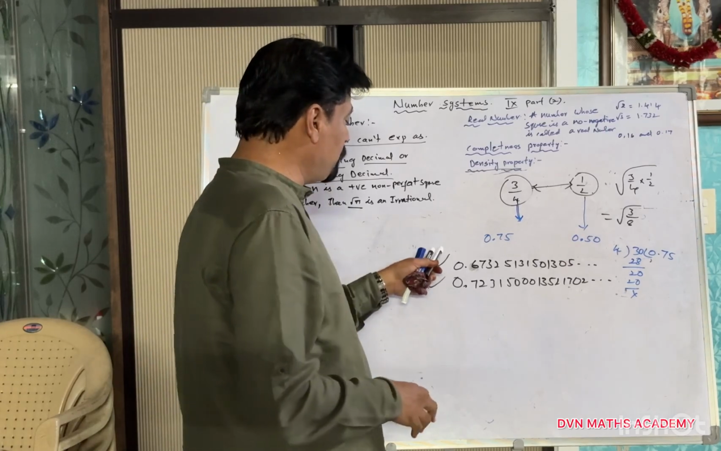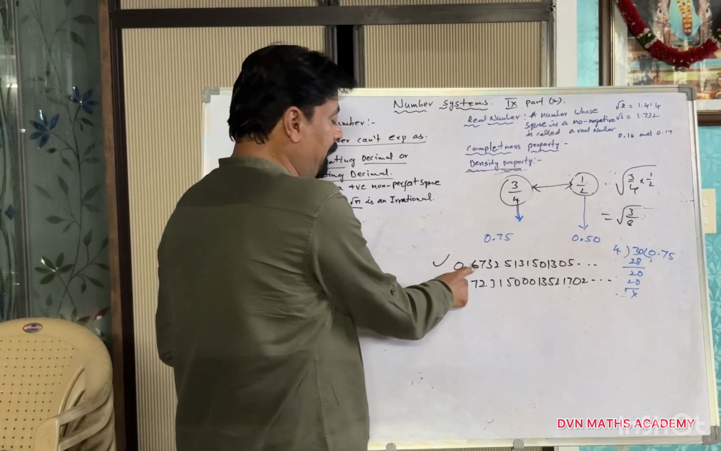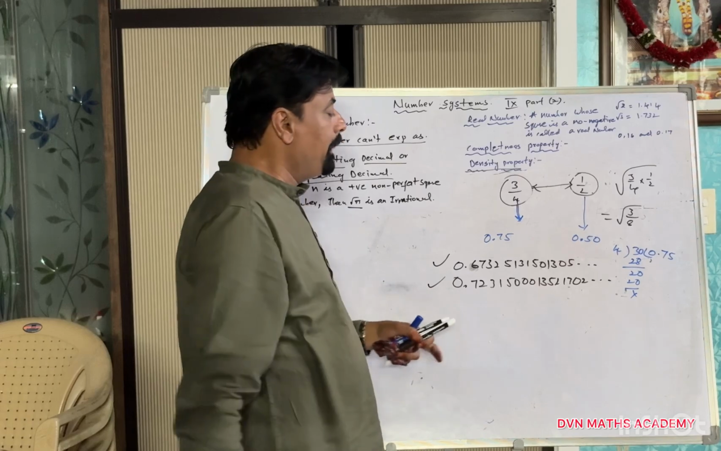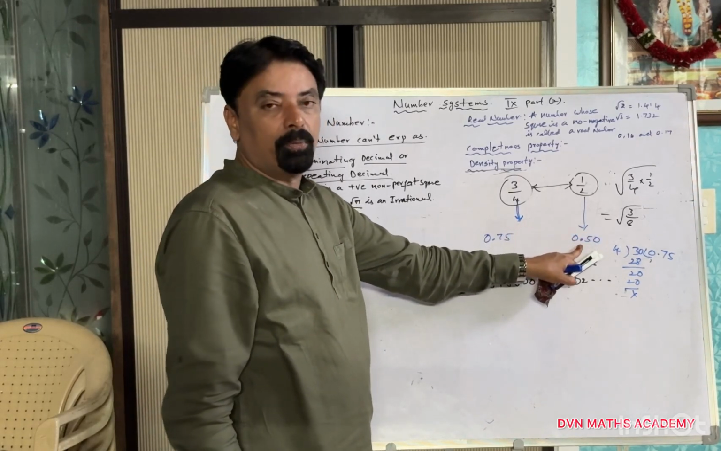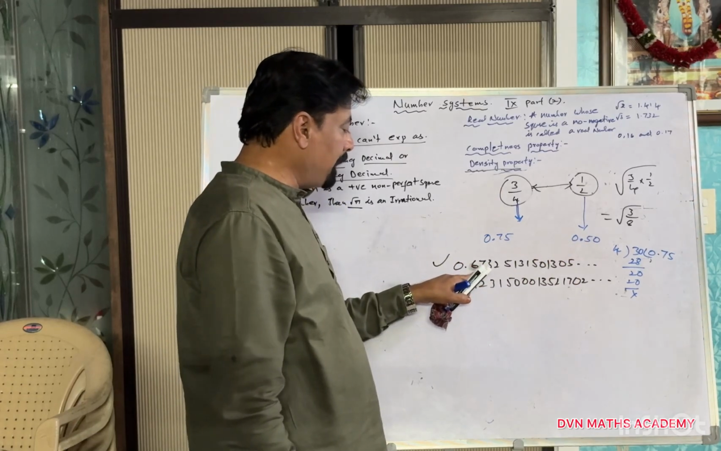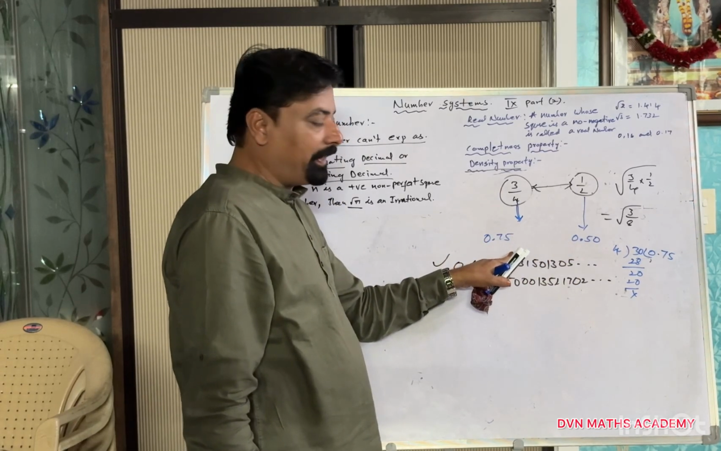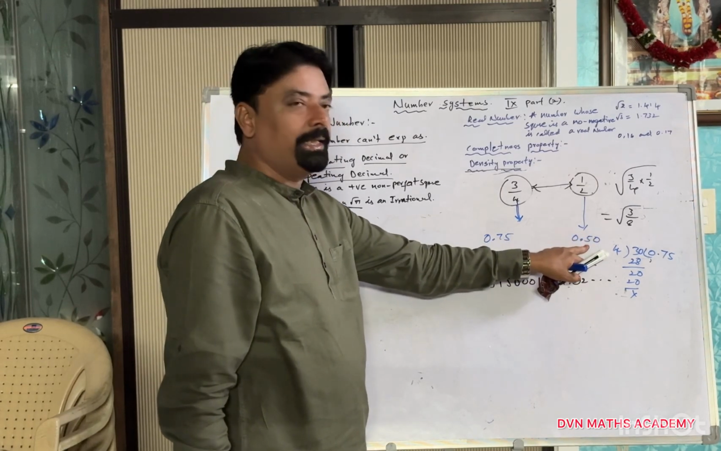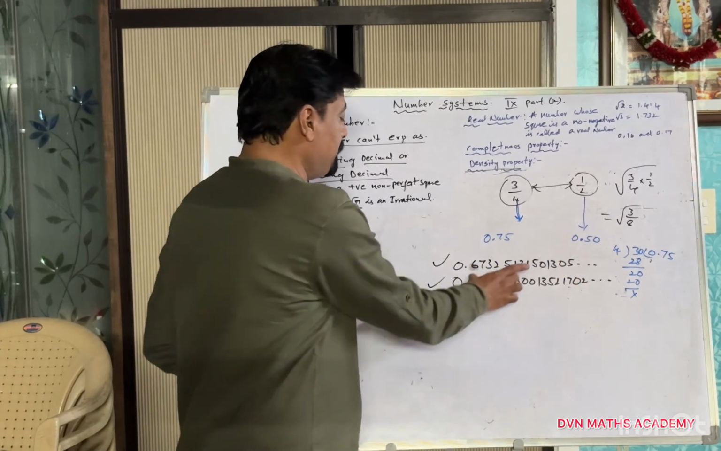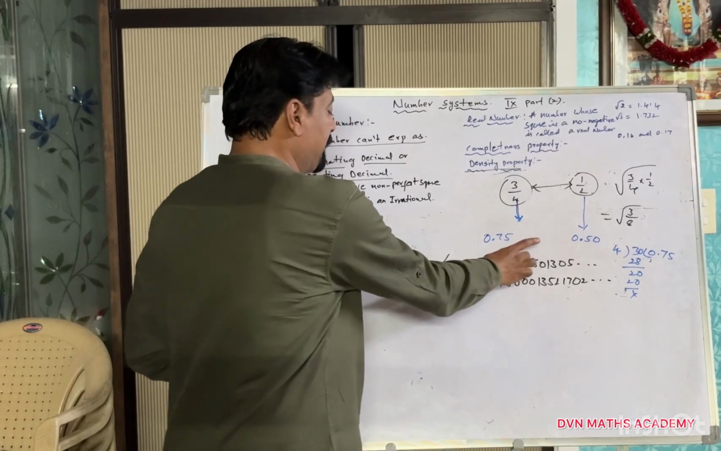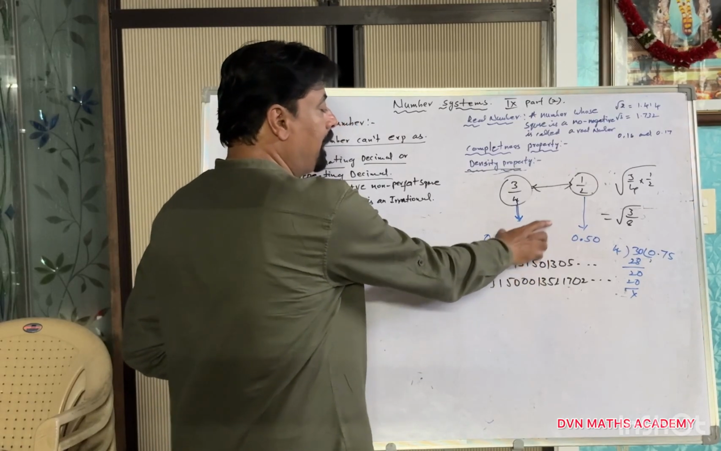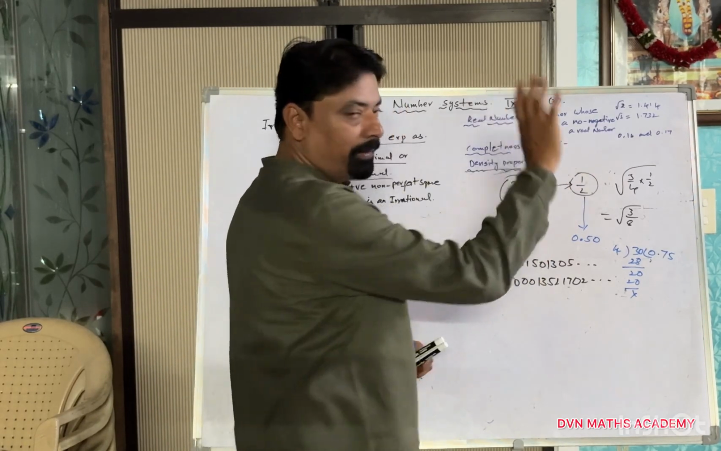If you observe these two irrational numbers, this value begins with 0.67, which means it is less than 0.75 and more than 0.50. So this value is less than 0.75 and more than 0.50. Hence, this number will be between these two values. Therefore, we can say this is an irrational number between 3 by 4 and 1 by 2.